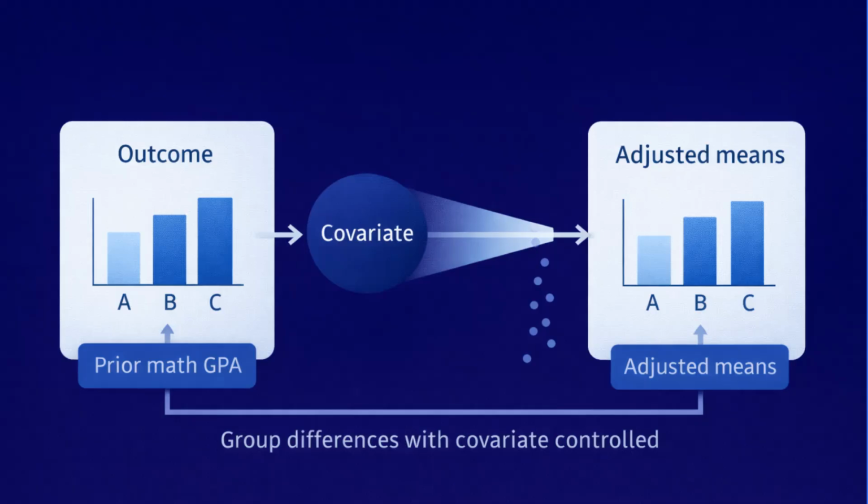Controlling for a covariate does not mean removing it from the study or ignoring it. It means separating out the portion of the outcome that is associated with the covariate, so that group differences are less influenced by baseline or background differences.